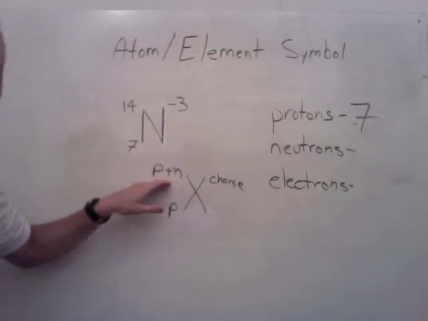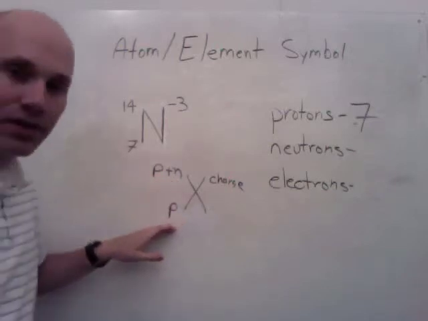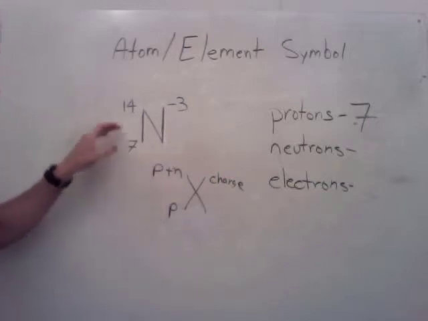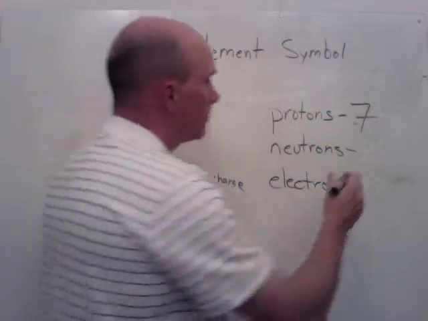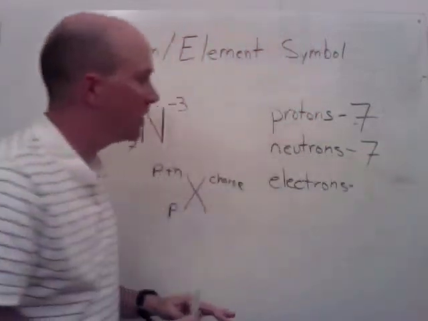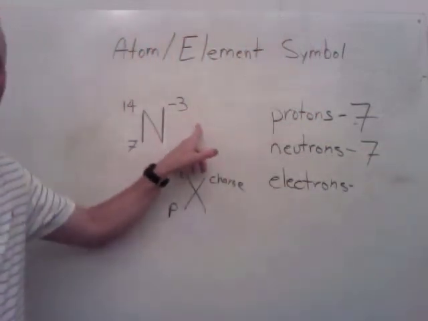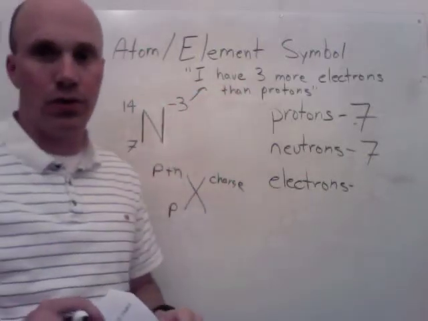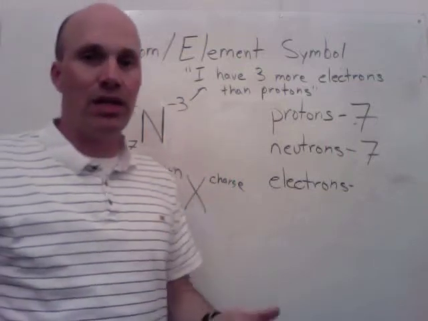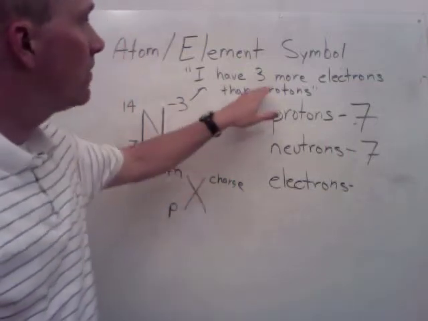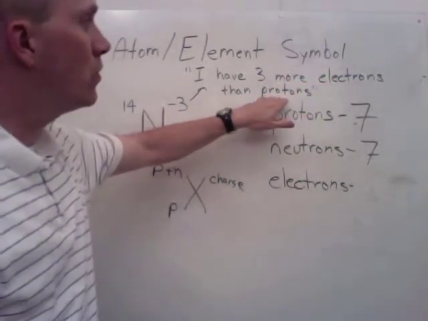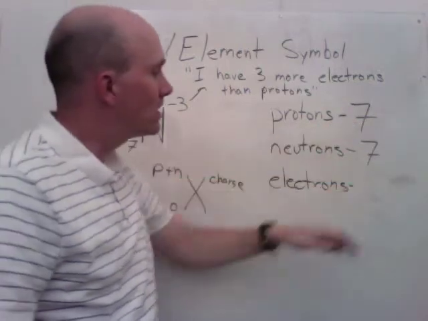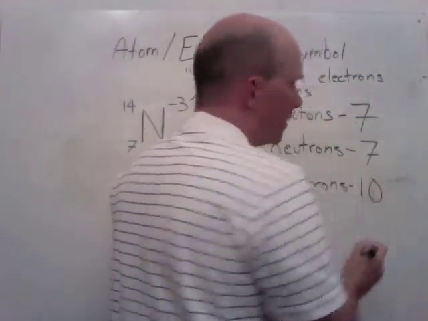How many neutrons do we have? If this is the number of protons plus neutrons, and this is the number of protons all alone, then the number of neutrons is the difference between these. 14 minus 7 is 7. And electrons. What is this charge right here saying? That's saying that he has 3 more electrons than protons. That's the only way that he would have a -3 charge. Okay? So if he's got 3 more electrons than protons, and we know that he's got 7 protons, that means that the number of electrons he has got to be 10.